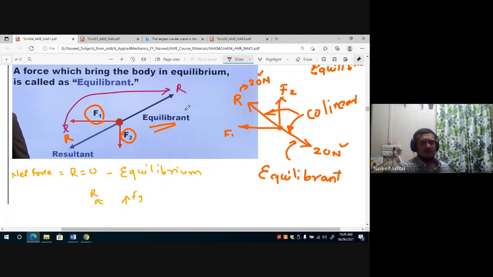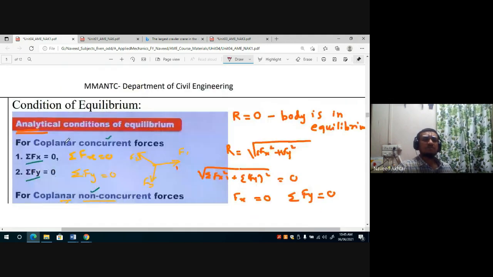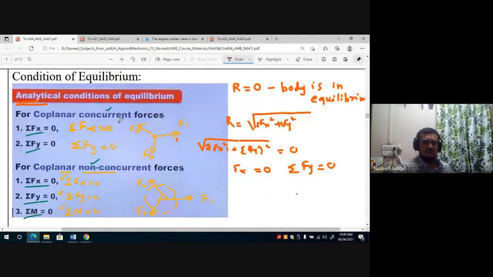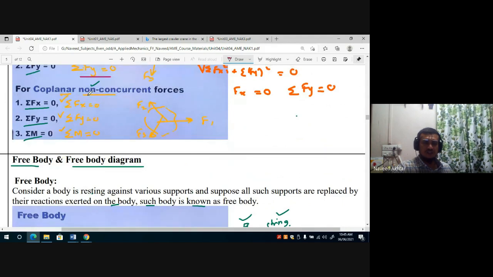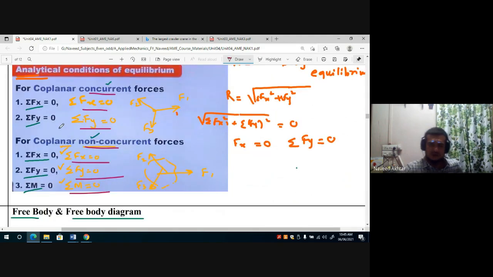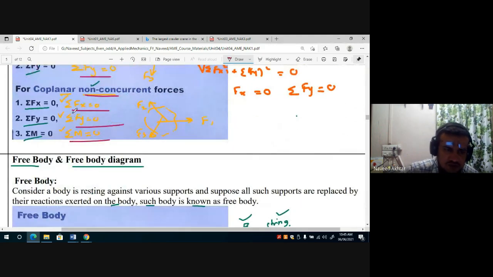Okay, then you have seen the condition of equilibrium for concurrent force system. It is summation of Fx is equal to 0, summation of Fy is equal to 0. In non-concurrent force system, it is summation of Fx is equal to 0, summation of Fy is equal to 0, summation of moment is equal to 0. These are the conditions of equilibrium for the concurrent and non-concurrent force systems.